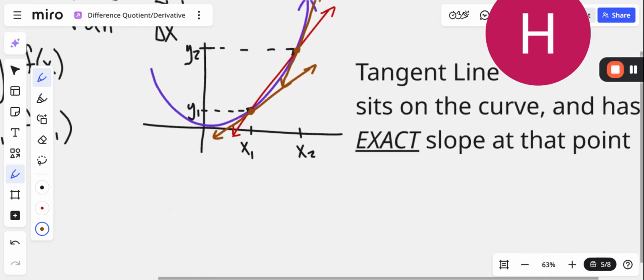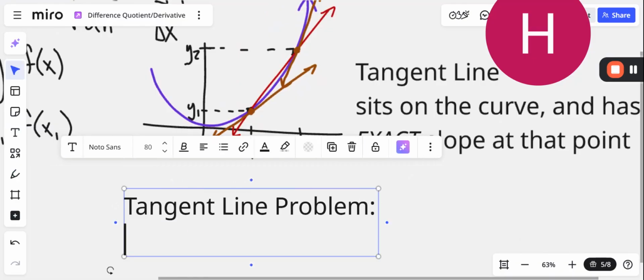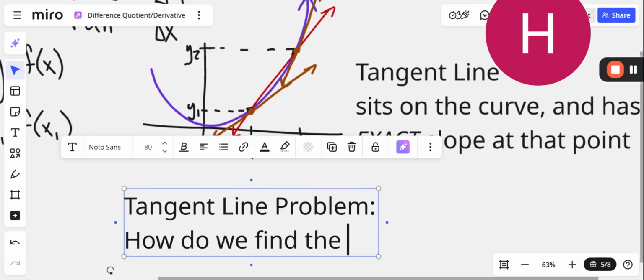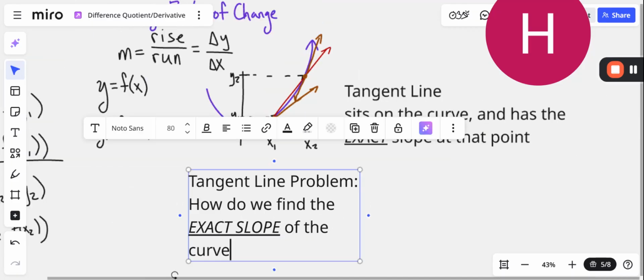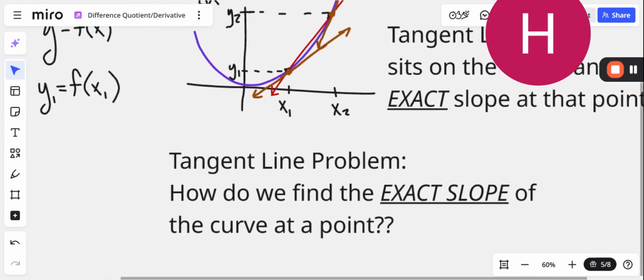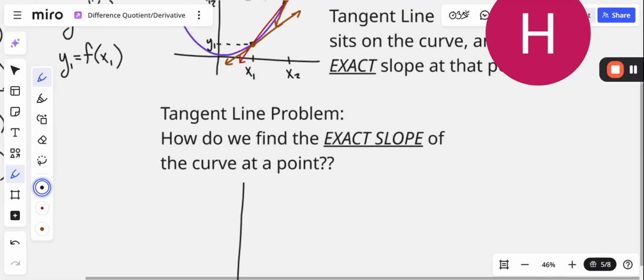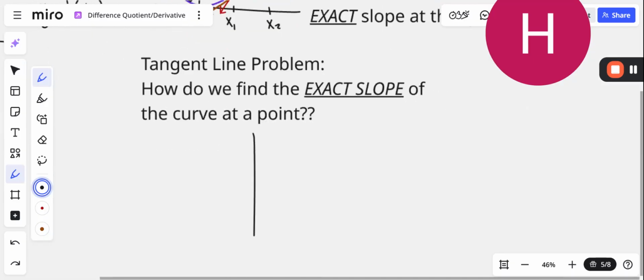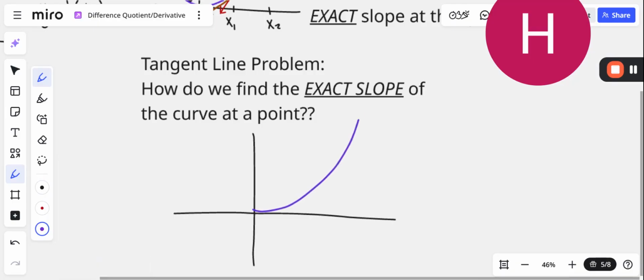So we have a problem here. It's a tangent line problem. How do we find the exact slope of the curve at a point? Well, what we're going to do is still use this average rate of change idea. Okay, I'm going to redraw the situation. That is not a straight line. I'm going to redraw the situation. And now we're just going to look at those 2 points.